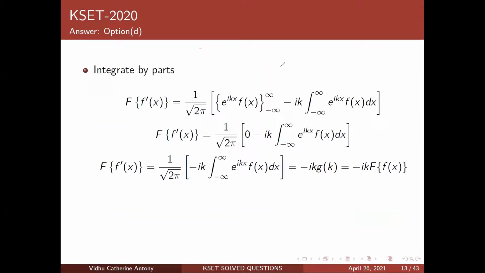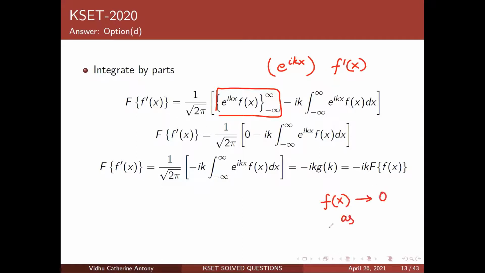Your first function was e to the power of ikx. The second function was f prime of x. So first function, you write it as such, times the integral of the second function, which is f of x, evaluated from negative infinity to infinity, minus the integral of the derivative of the first function, which is ik e to the power of ikx, times the integral of the second function. Now, I told you this particular property: f of x tends to zero as x tends to plus or minus infinity. So this particular part becomes equal to zero. Now you have zero here. So you have a minus ik integral from negative infinity to infinity e to the power of ikx f of x dx. So this part goes off.